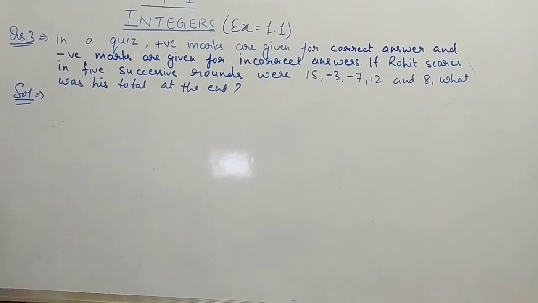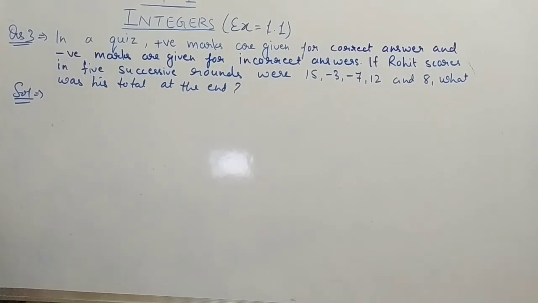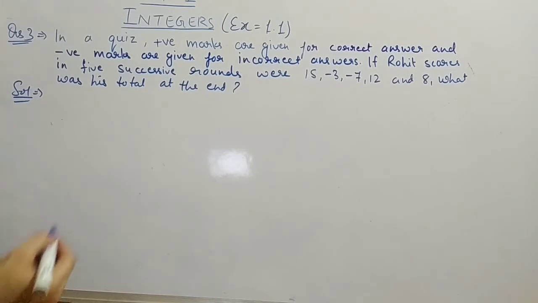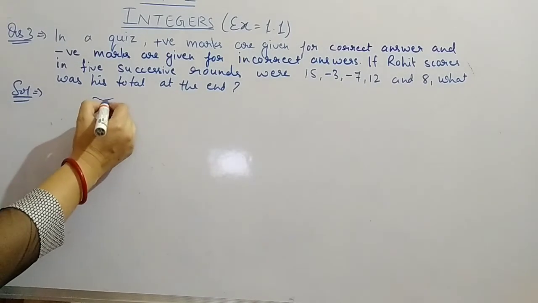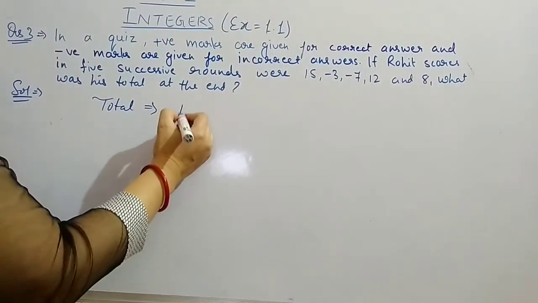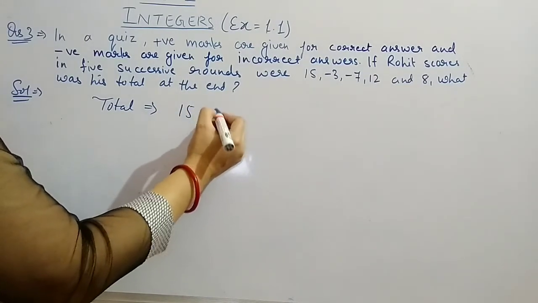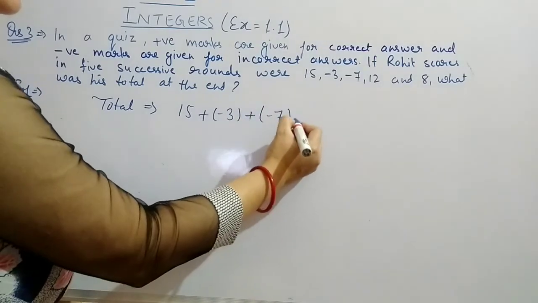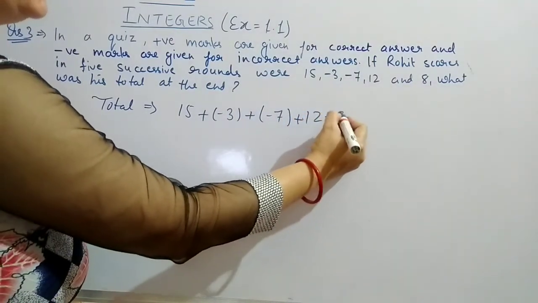Next, question number 3. In a quiz, positive marks are given for correct answer and negative marks are given for incorrect answer. If Rohit's score in 5 successive rounds were 15, minus 3, minus 7, 12 and 8, what was his total at the end? So total at the end, total means we have to add all these integers. So 15 plus minus 3 plus minus 7 plus 12 and plus 8.